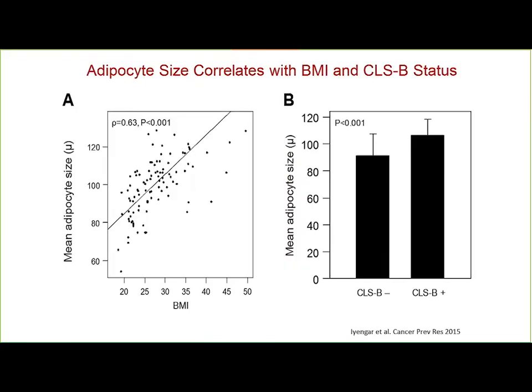Here we demonstrate that adipocyte size correlates with both BMI and crown-like structure of the breast status. So in panel A, one sees a nice linear relationship between BMI and mean adipocyte size in the breast. And then in panel B, one sees that the mean adipocyte size is larger in those who are inflamed versus uninflamed. So the take-home message is larger adipocytes correlate with inflammation, and we think that that's because of the combination of hypoxia and ER stress. And I'll come back to this point later on.